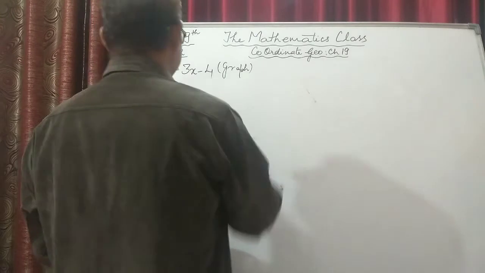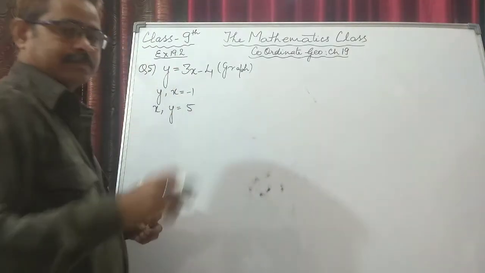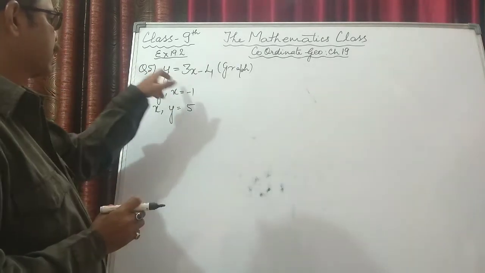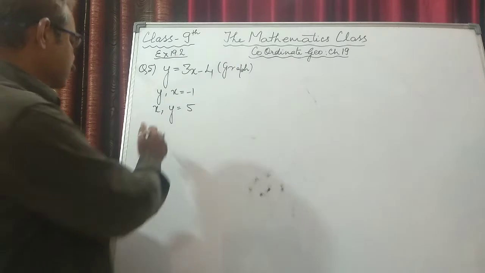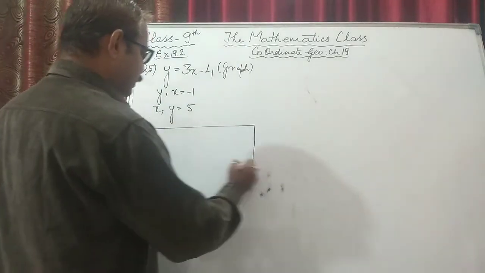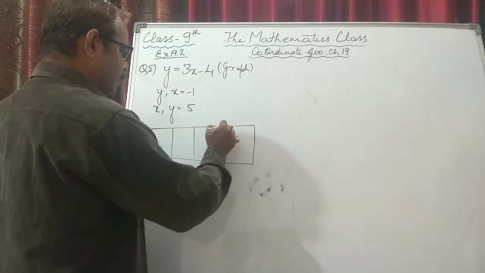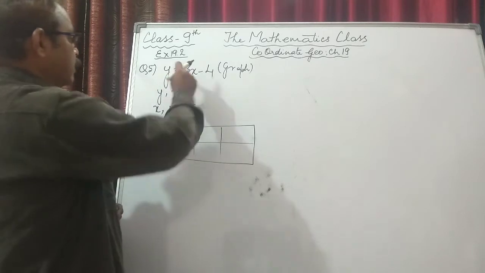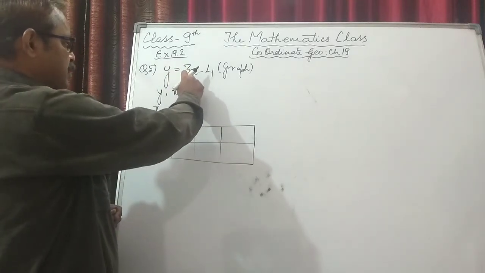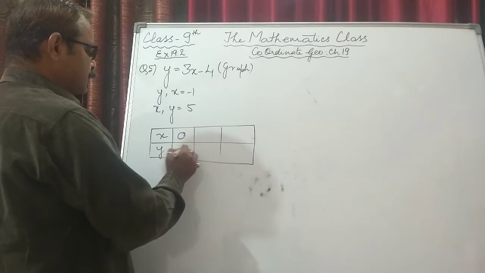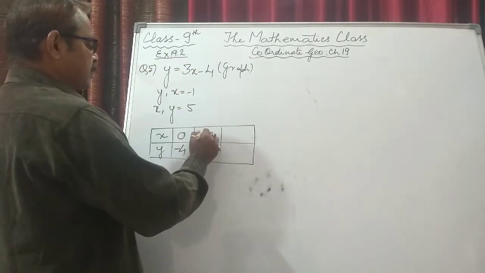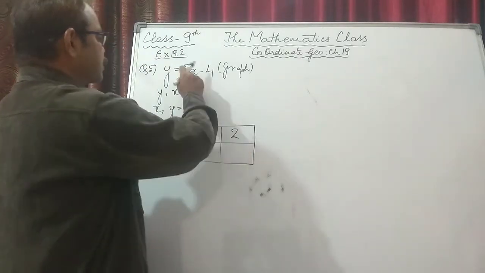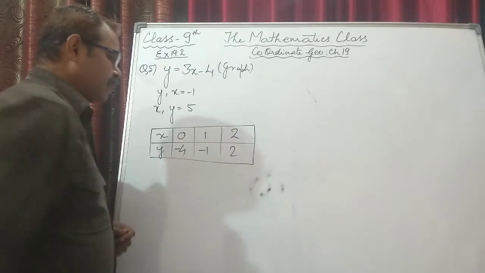What we are going to do is solve this equation with the help of the graph. First of all, we make the subject y. It is already there, so no need to change. Simply we will make a table, and in the table we take at least 3 values. So x and y. Now when we put x as 0 in this equation, y will become minus 4. If we take x as 1, y will become minus 1. And if we take x as 2, 3 times 2 is 6, minus 4, that is 2. So we have got the 3 points.